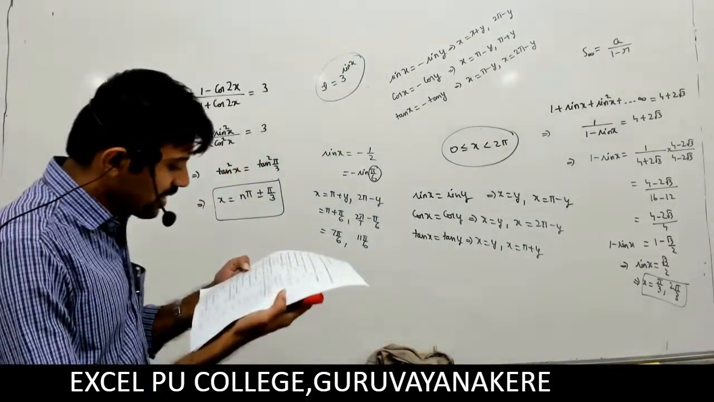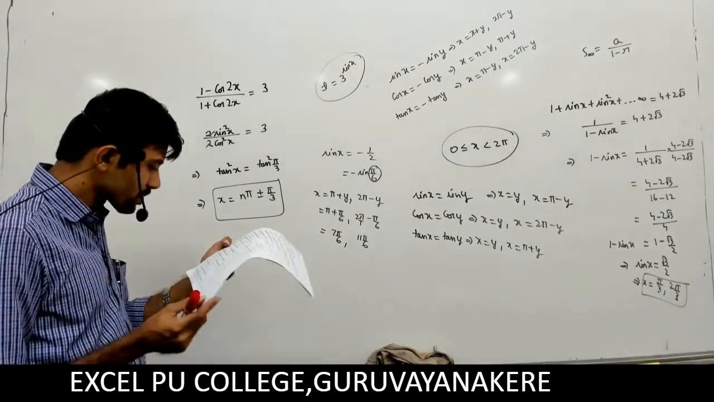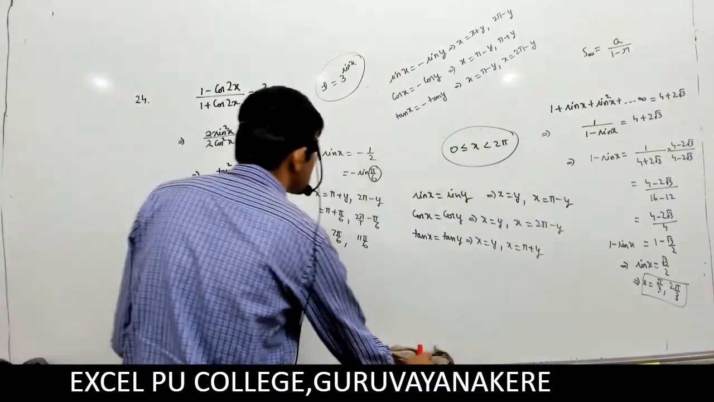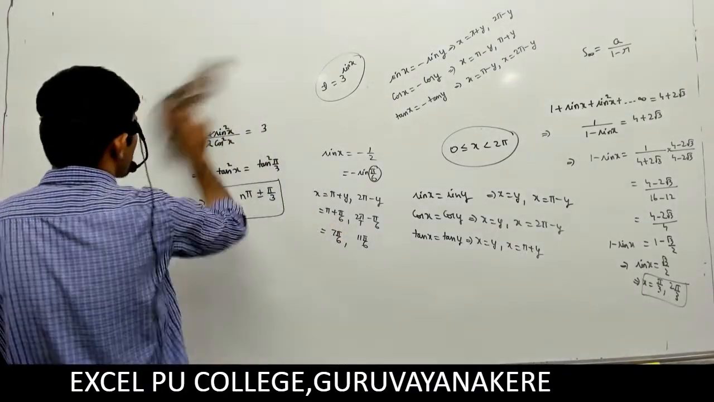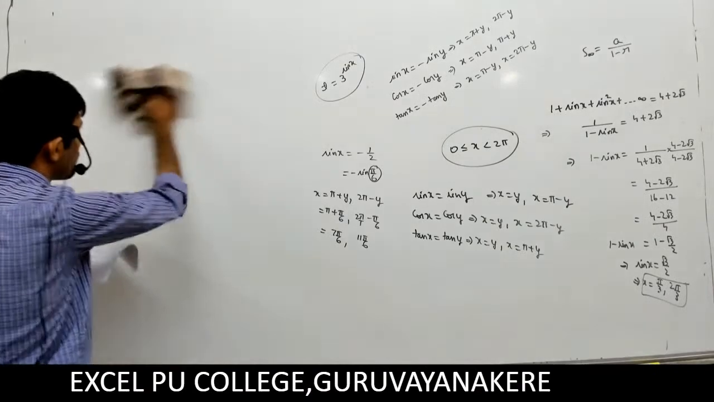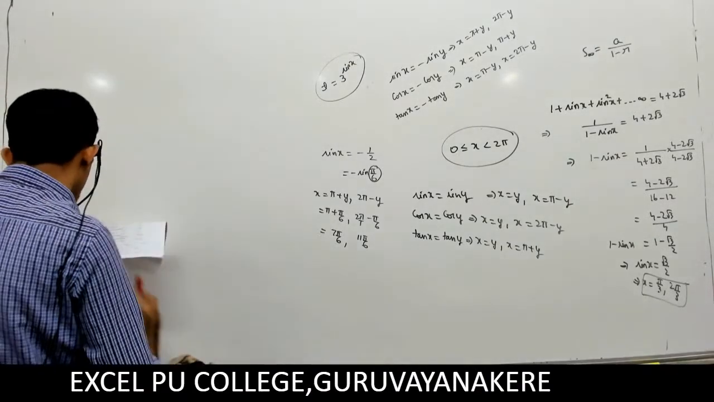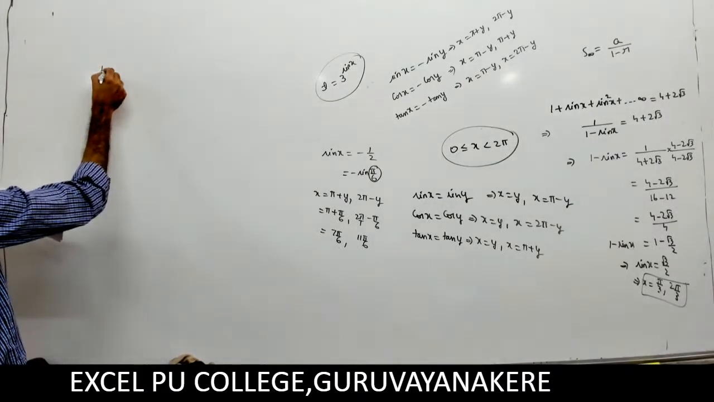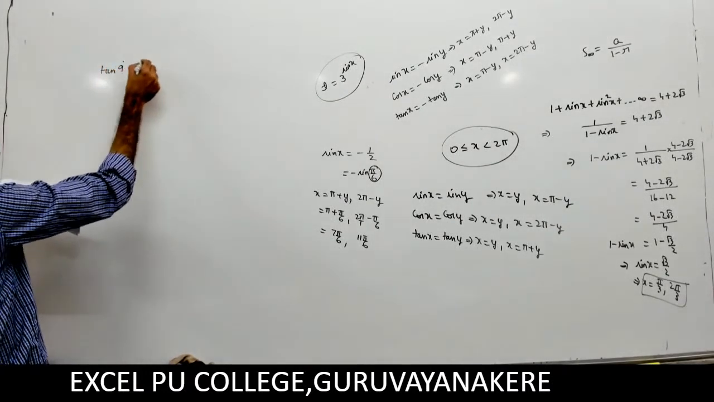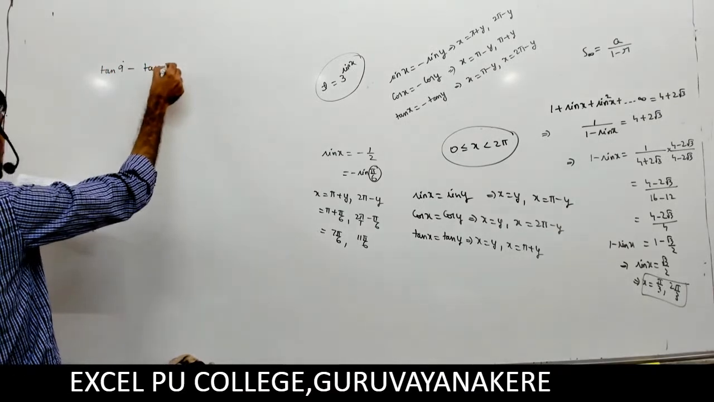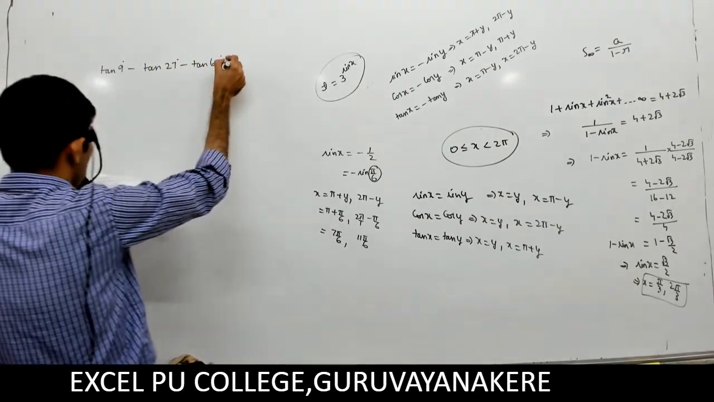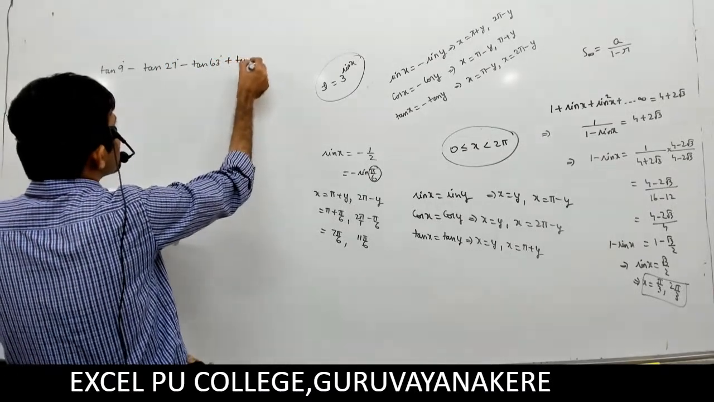Okay? Next one is the 27th. Given to find the value of tan 9 degree minus tan 27 degree minus tan 63 degree plus tan 81 degree.